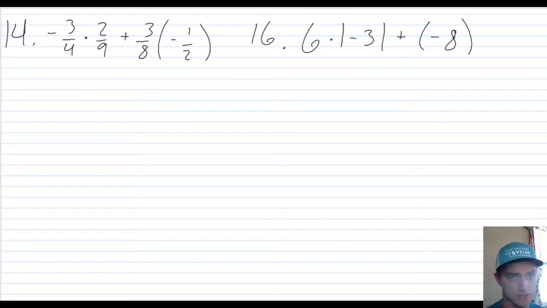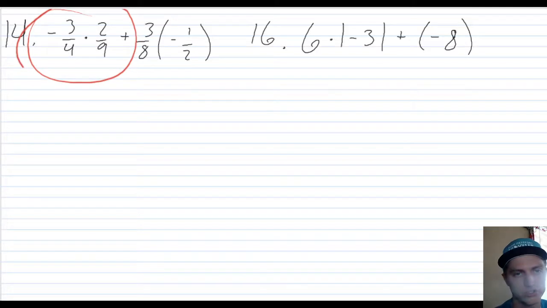Negative 3 over 4 times 2 over 9 plus 3 over 8 times negative 1.5, or 1/2. So first thing we want to do, parentheses, yes, but everything's done inside of that. Exponents, no. Okay, first thing in order of operations that we can do is multiplication and division. So let's start with the first one we see.